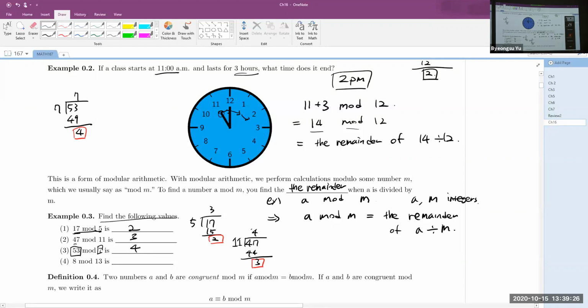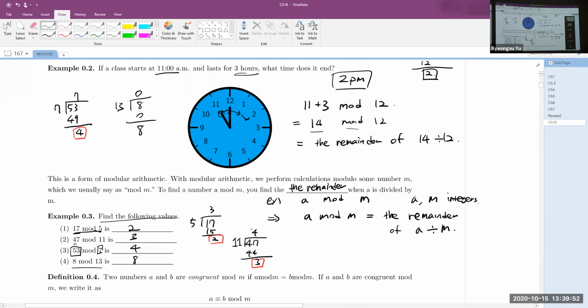So that's 4. And in the case of 8 mod 13, if you divide 8 by 13, then 1 cannot be the quotient because 13 exceeds 8, so the quotient should be 0. So the remainder is 8.